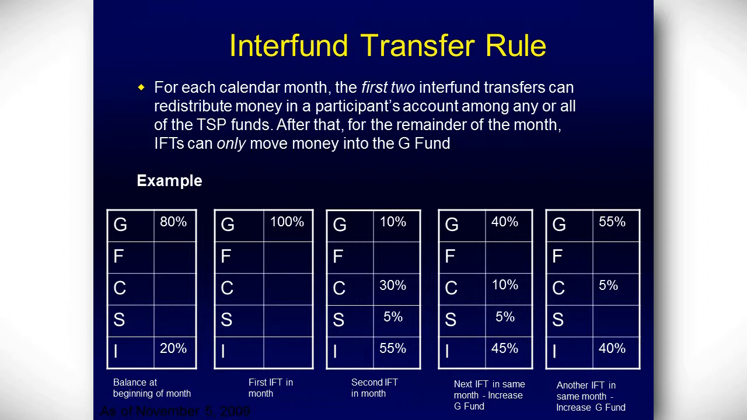They cannot elect any more IFTs unless they elect a movement back towards the G fund, but only in that direction, towards the G fund. So they could continue to move money towards the G fund after that second IFT, and then the next month, of course, the cycle starts over again. So 2 IFTs per month in any direction you want to go, and then there's that safe haven rule, basically. You can get out of the stock funds and towards the G fund only. So that kicks in again each month.